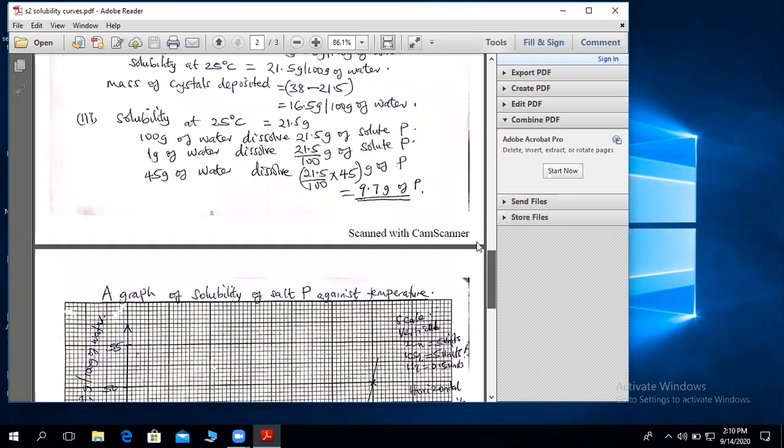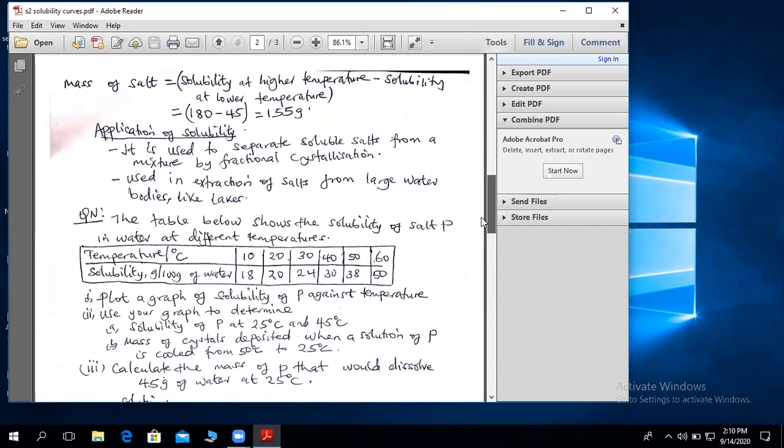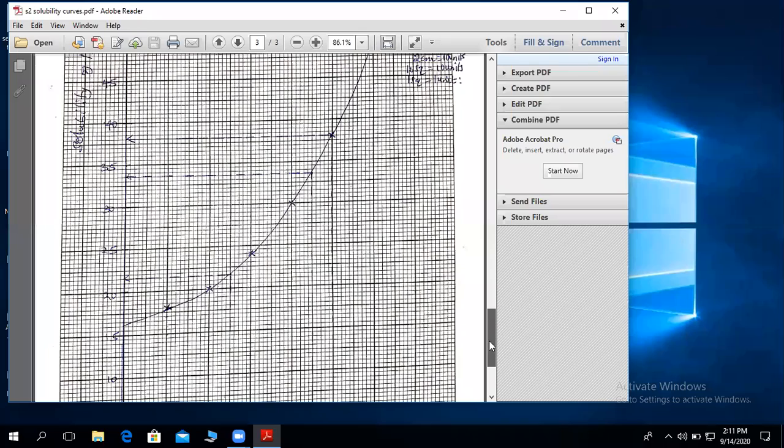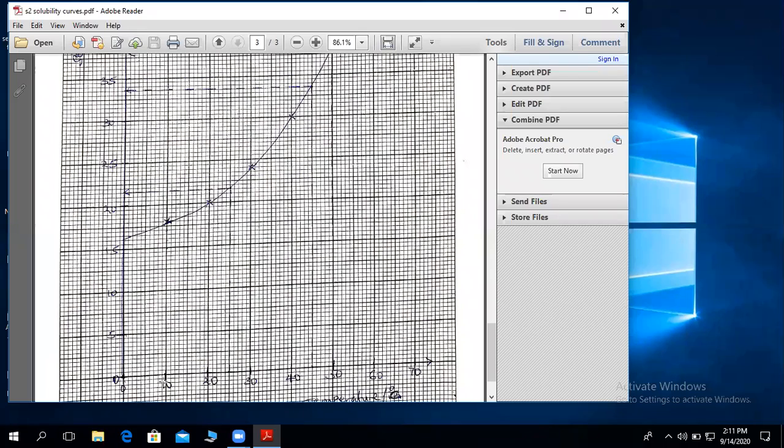Now, plotting, most of you showed some skill. You are good at plotting. We agreed 10, 18, that we start with the x-axis. So on temperature it is 10 and the solubility is 18.